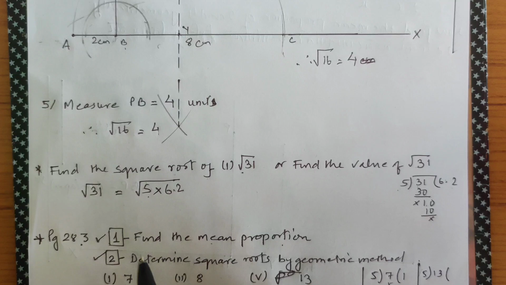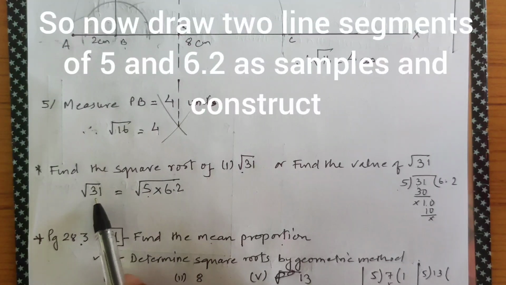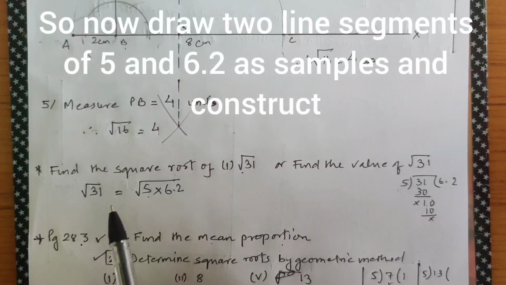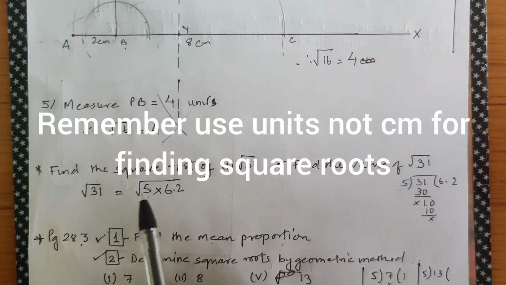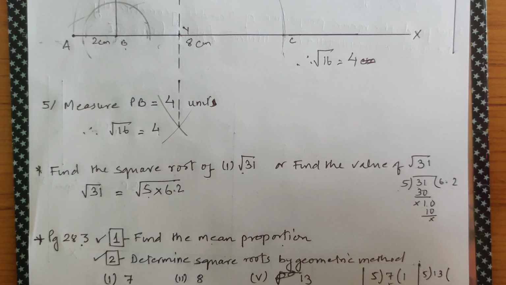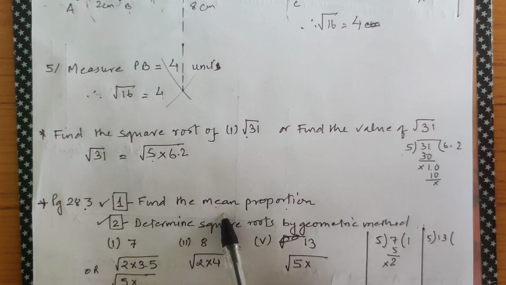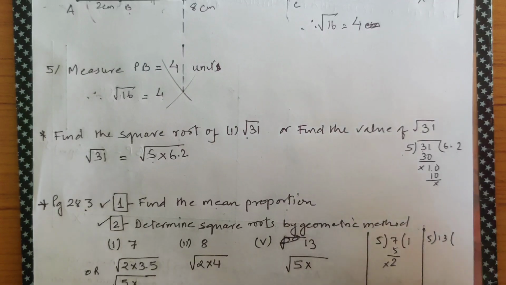So you can clearly see 5 into 6.2 is 31. Whenever you get this kind of number for which you don't know the numbers which when multiplied will give you, under those conditions always take one number as 5. It will make things easier for you. If you go to page 283, the first one is find the mean proportion, which we have already done. Second one is determine the square roots by geometric method.